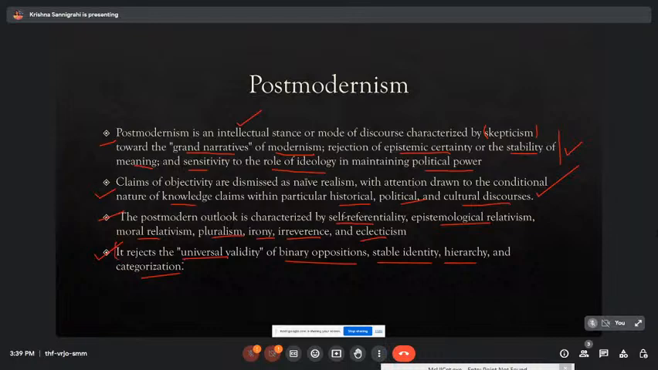They are rejecting the universal validity of the binary oppositions which we were discussing when we were discussing structuralism. They were questioning the idea of stable identity, that how can we actually state that this is the final identity of a person, because it is always evolving, it is always changing, meaning is always evolving. And hierarchy: the hierarchy which was there in the concept of binary opposition, that is questioned, and categorization, the way we categorize different facts around us.